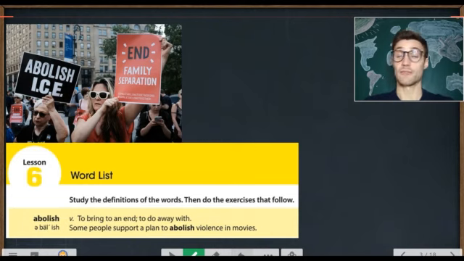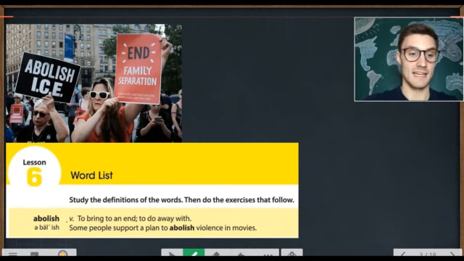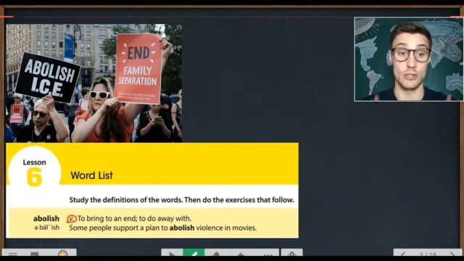Number 1, the first word is abolish. Abolish. This is a verb. We can see that here. Verbs are things we and other things can do. To abolish is to bring something to an end, to do away with.